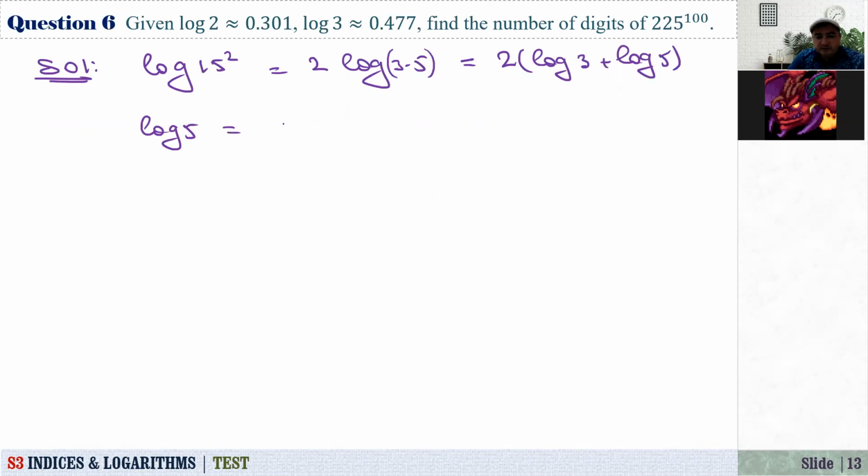Okay, change to the base of 5. All right, so you can just write it as logarithm of 5 to the base of 5 over logarithm of 10 to the base of 5. So this one is 10, and here we have 5.